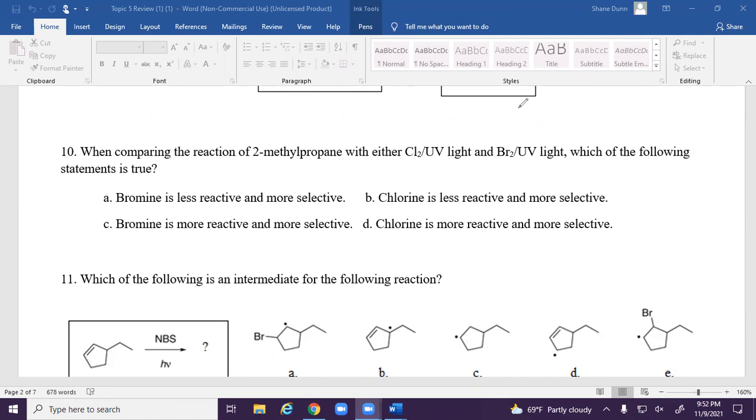Wait, but bromine is less reactive? It is. Doesn't more selective mean less reactive? Yeah, less reactive. Yes, because it's less likely to react with stuff. Because it's more selective. This is a contradiction. Yeah.